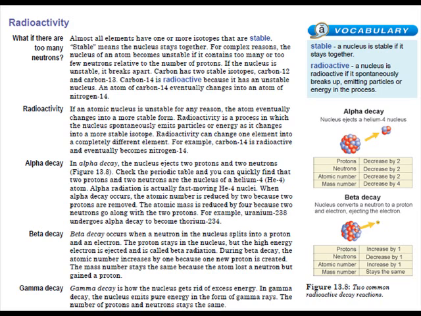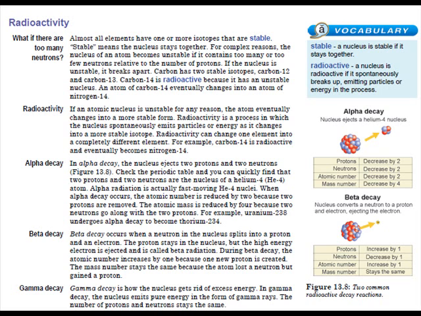Beta decay occurs when a neutron in the nucleus splits into a proton and an electron. The proton stays in the nucleus, but the high-energy electron is ejected and is called beta radiation. During beta decay, the atomic number increases by 1 because 1 new proton is created. The mass number stays the same, because the atom lost a neutron but gained a proton.